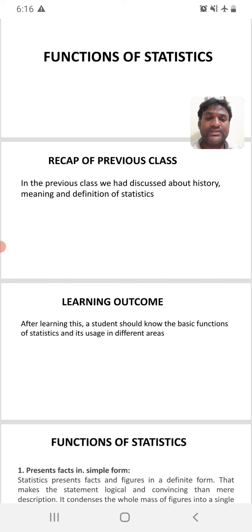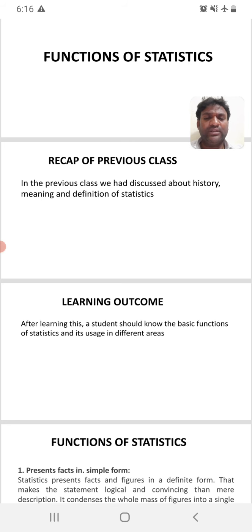In the first two sessions, in session 1, we discussed the meaning of statistics and the background of statistics. In the second session, we discussed the definitions of statistics given by two authors, one is Anchenwal, another one is Kraunston. Two definitions we have discussed in the second session.